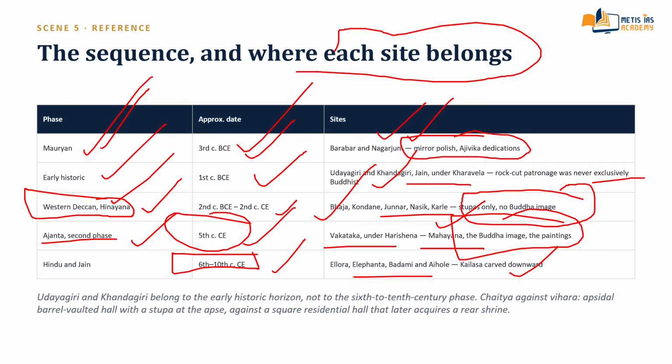So Udayagiri and Kandagiri belong to early historic origin, not to the 6th century phase. That is 1st century BCE. Chaitya against Vihara: Chaitya Griha means an apsidal barrel-vaulted hall with a stupa at the apse. And Vihara is a square residential hall that later acquires a shrine. This is all regarding the sequence: Mauryan, early historic, Western Deccan, Hinayana, Ajanta second phase, Hindu and Jain, Udayagiri, Kandagiri.